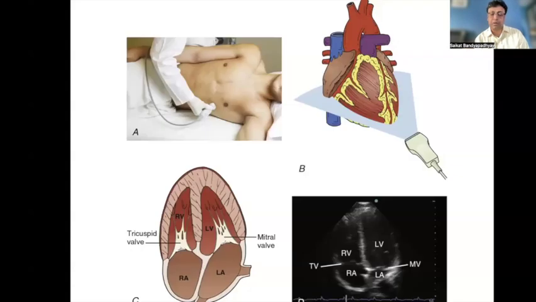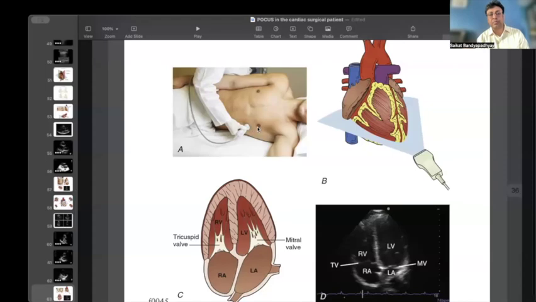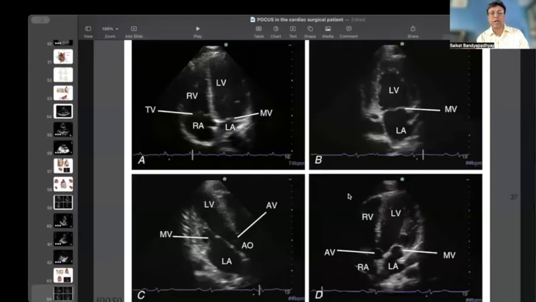Now, coming to the classical, very commonly used apical four chamber view. The patient is tilted on their left side, and you go somewhere below the nipple, rocking the phased array probe until you get a good image like this. And this is a four chamber view. If you tilt the probe slightly towards the patient's chin, you might open up the LVOT and get a good image like this. I'll show you.